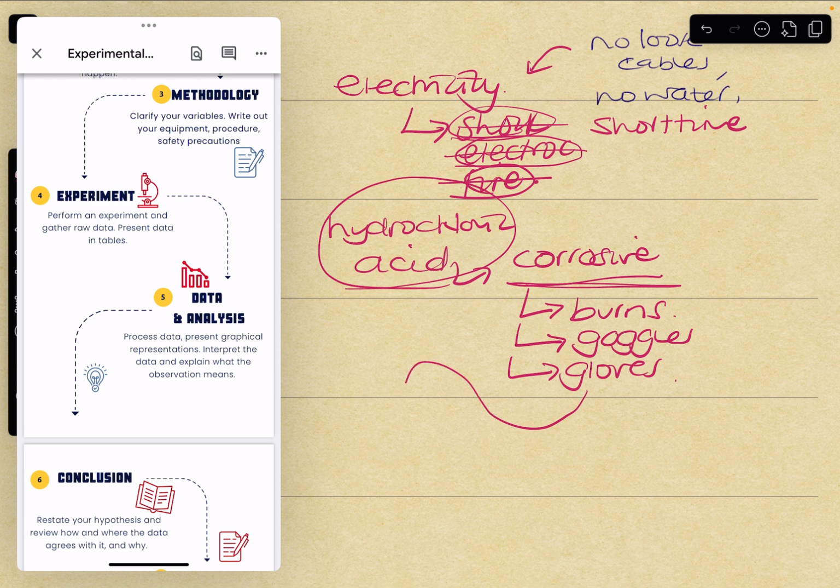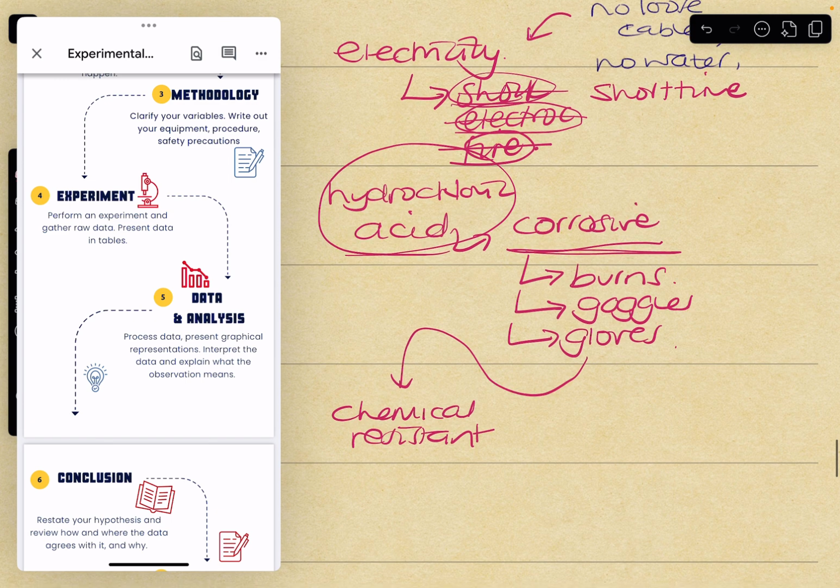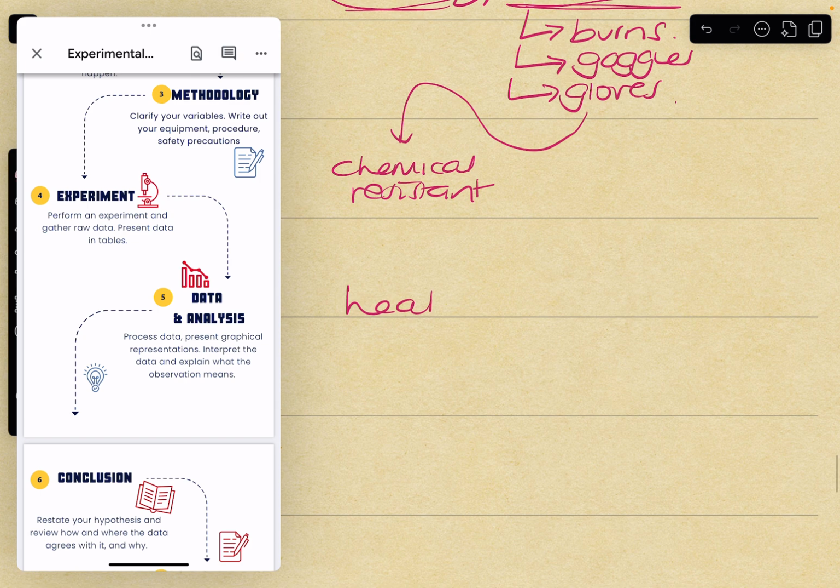Now, gloves isn't going to get you the mark by itself. You have to say chemical resistant gloves. Whereas if we were talking about electricity, or if we were talking about something that was heat, let's say on a Bunsen burner, and we're talking about gloves, we'd have to say heat-proof gloves to get the marking credit here.